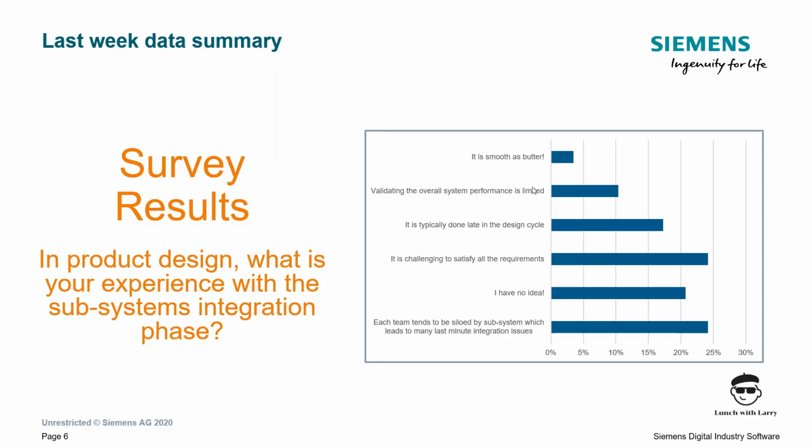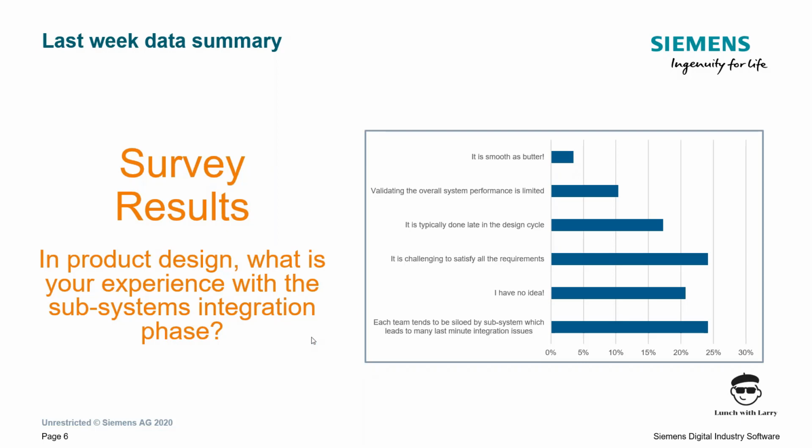In fact, you can see that the main challenges are to be able to satisfy all the requirements, and also the fact that each subsystems team tends to be siloed, which really leads in this case to many unexpected integration issues. So your session last week really illustrated how a model-based systems engineering approach can help address these issues. Today, we will focus on the overall system performance aspect, which is where system simulation comes into the picture.